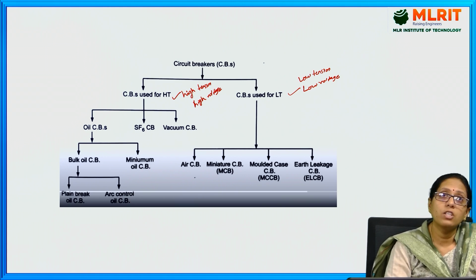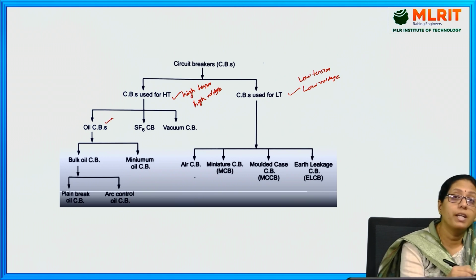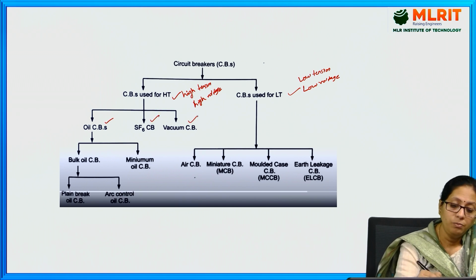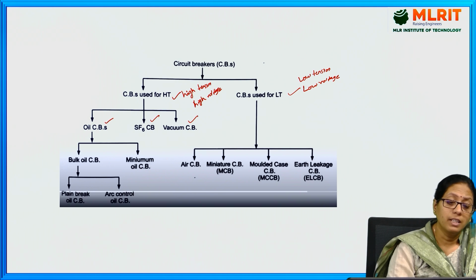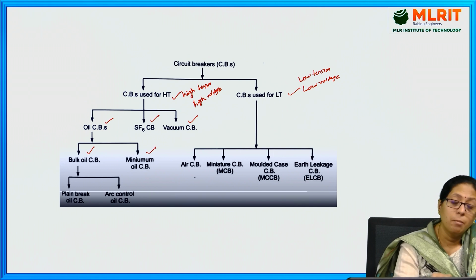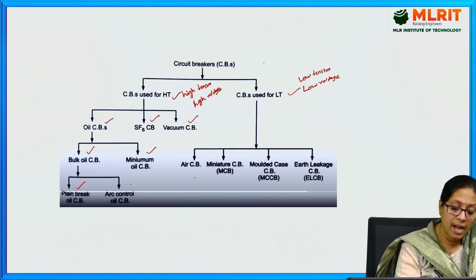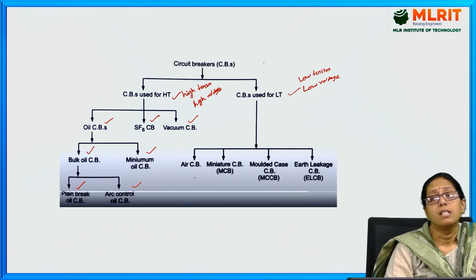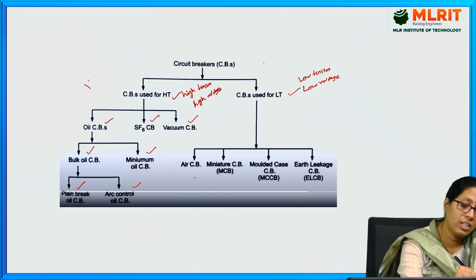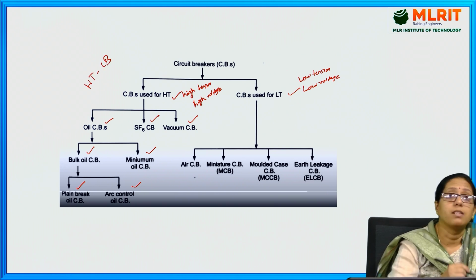For high voltage levels, you will be having oil circuit breakers, SF6 circuit breakers, and vacuum circuit breakers. The oil circuit breakers are again subdivided into bulk oil circuit breaker as well as minimum oil circuit breaker. And the bulk oil is again plain break circuit breaker and arc control oil circuit breaker. So all these come under the category of HT circuit breakers.